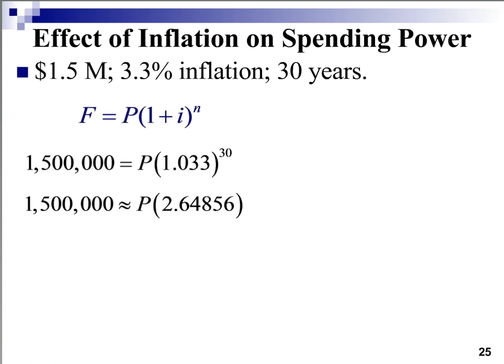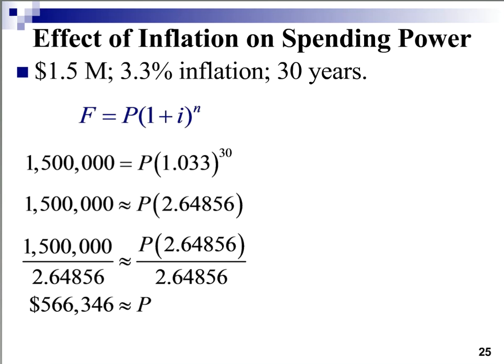Okay, now look at the formula that you have here. All of the exponents are gone. This is really just a linear equation. Think of putting the 2.64856 in front of the P. So it's like having 2.64856x equals 1.5 million. That's easy to solve. To do that, we just divide both sides by the factor 2.64856, and we get a P-value, a present value, of about $566,346. That is the value of that $1.5 million in terms of what you could buy today.